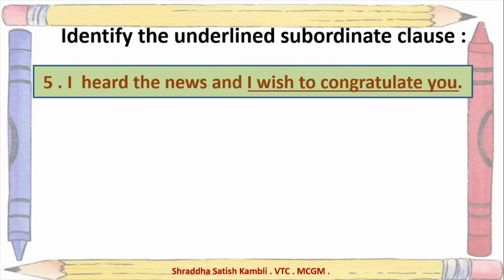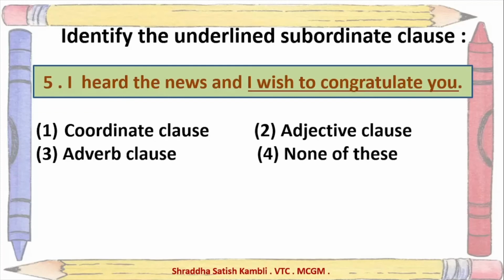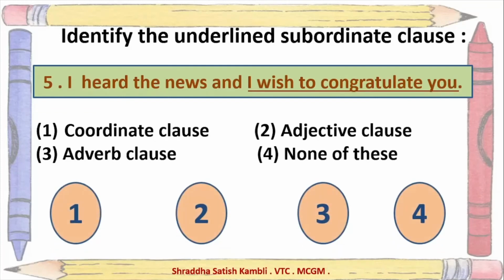Coming to the last example here in this particular pattern. I heard the news and I wish to congratulate you. So observe the sentence carefully. You have two different sentences here. Both of them have meanings. Both of them have a subject and a predicate, and they are joined together with a conjunction. So which might this be? It will be example number 1, coordinate clause. So I heard the news and I wish to congratulate you. Okay, so this was the first pattern for you. Let us now go to pattern 2.